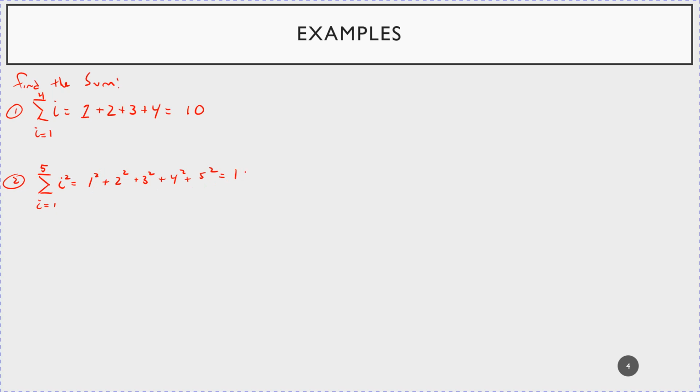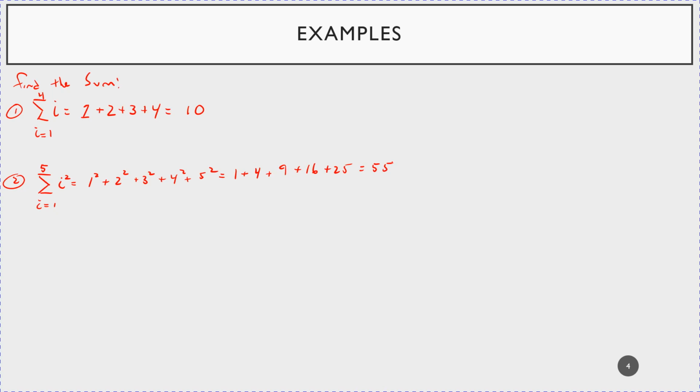So now let's just figure out what the sum is. 1 squared is 1. 2 squared is 4. 3 squared is 9. 4 squared is 16. And 5 squared here gets me 25. Now if you add this up, this is how I do it. 4 and 16 is 20. 9 and 1 is 10, that's 30. And then 30 plus 25, that's 55.